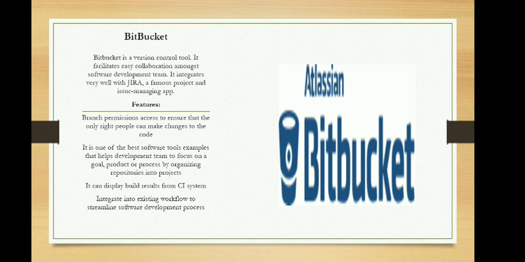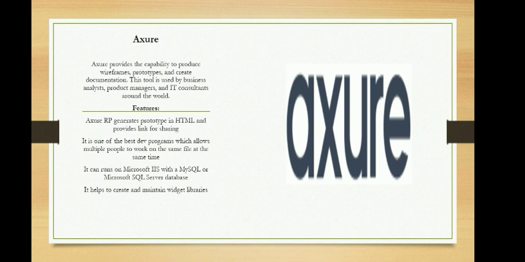Features: branch permission access to ensure that only the right people can make changes to the code. It is one of the best software tools that helps development teams focus on a goal, product, or process by organizing repositories into projects. It can display build results from the CI system and integrates into existing workflows to streamline the software development process.